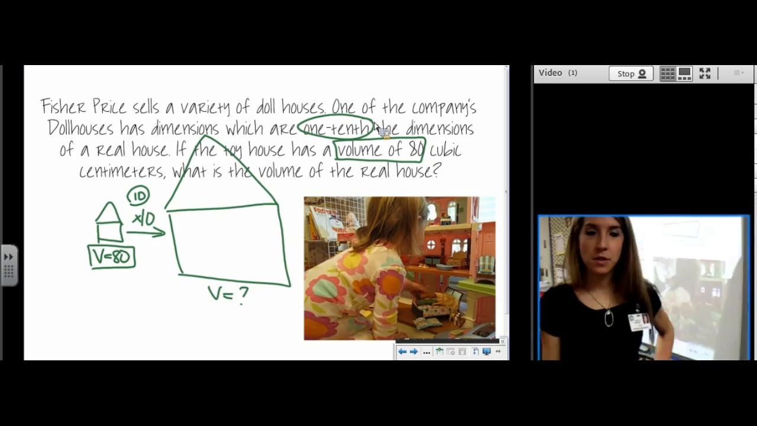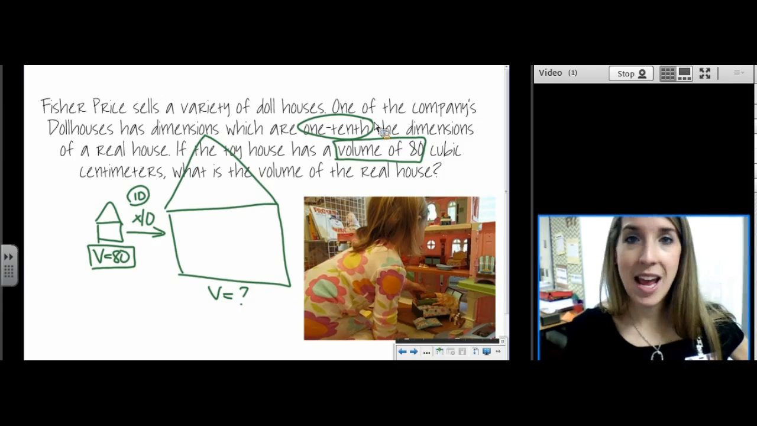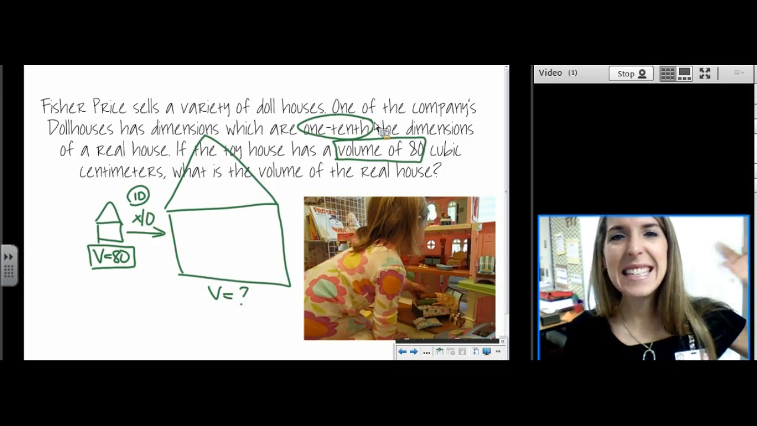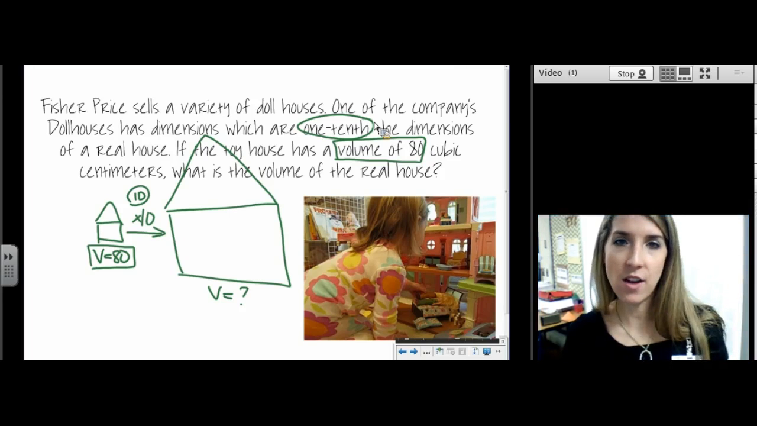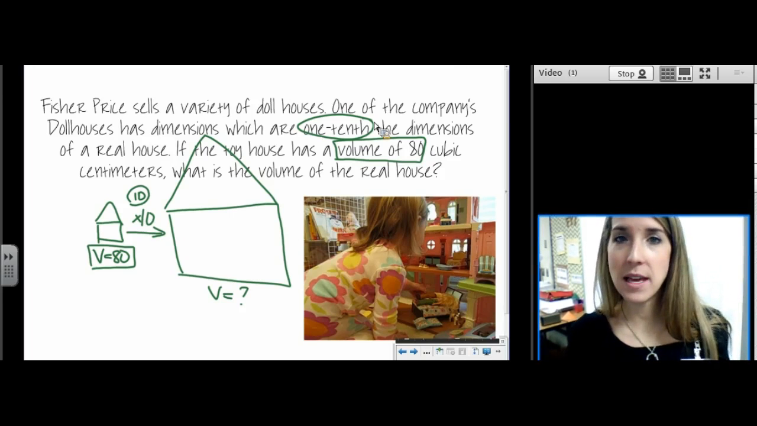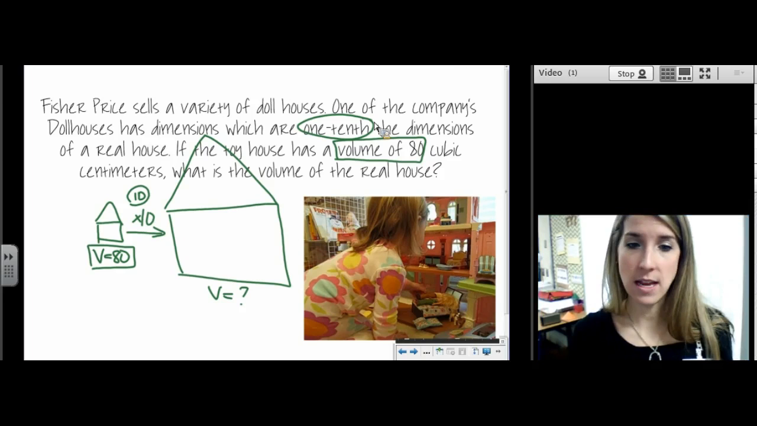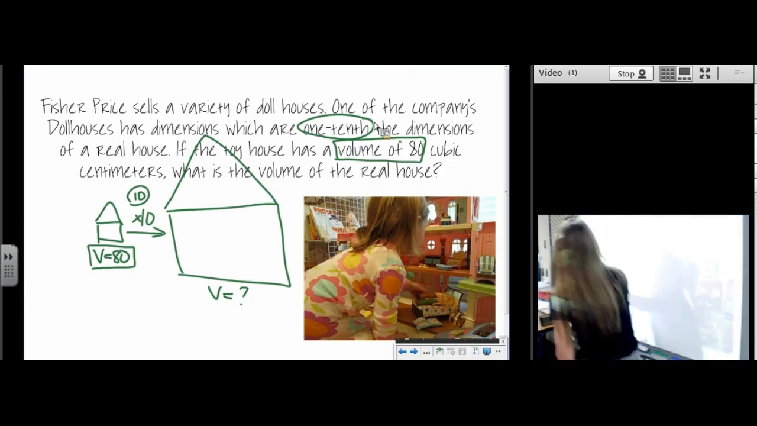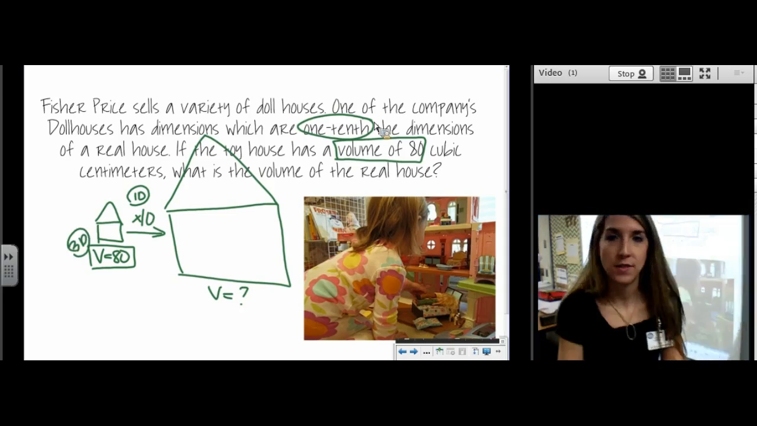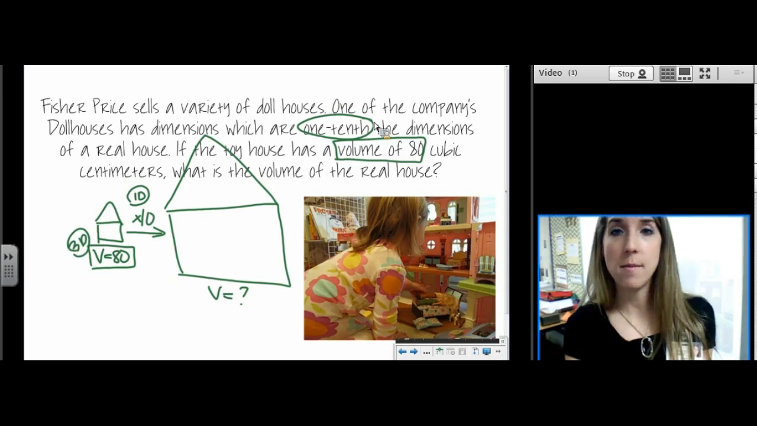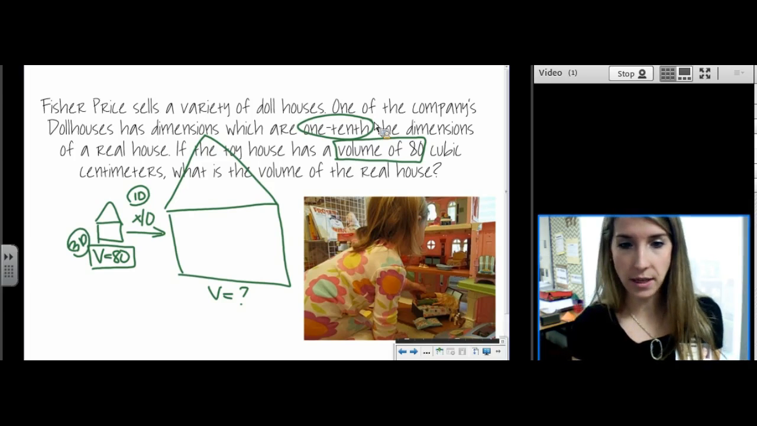What a lot of students do is 80 times 10. They take the 3D value and they multiply it by the 1D scale factor. But that's not going to work because you can't multiply a 3D by a 1D. And so since this is 3D and 10 is 1D, we have to do something about that. We want to make all of them 3D because our answer needs to be volume. Our answer needs to end up being 3D.